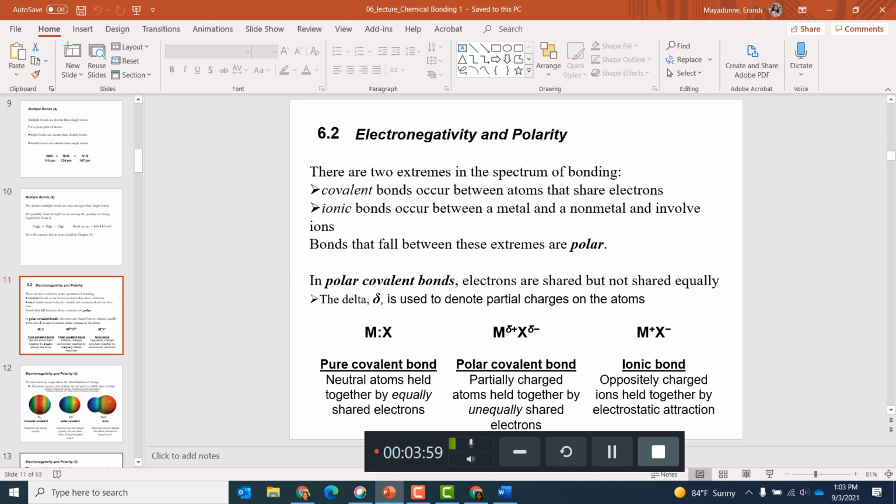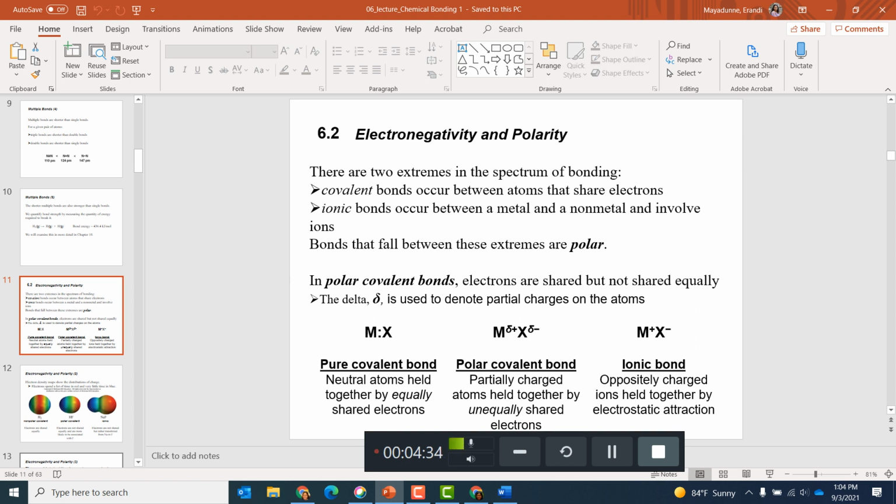Think about chlorine, Cl2. Cl2 is considered pure covalent because when forming the chlorine molecule, the electrons are shared between the chlorine atoms, but the electronegativity of each chlorine atom is the same. They pull with equal strength. So the 2 electrons in chlorine are shared equally. We call that a pure covalent bond.